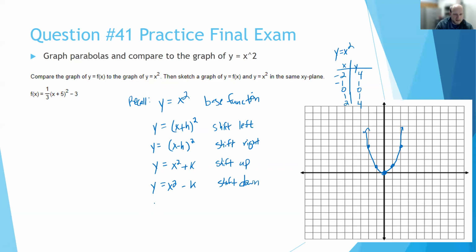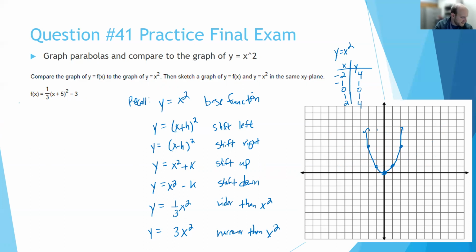If I have, let's say, I can't do this without an example. If I have y equals 1/3 x squared, that means the graph is going to be wider than x squared. But if I have y equals 3x squared, this is actually going to be narrower than x squared. So if I had 1/3 x squared, I would need to draw this wider. If I had y equals 3x squared, this would be narrower or closer to the y-axis.